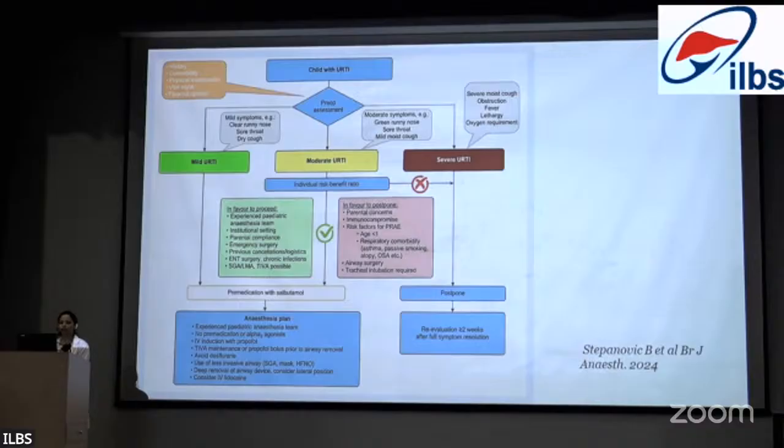If the surgery is emergent, we have to see the individualized risk-benefit ratio. We will pre-medicate the patient with bronchodilators, and we have to formulate an anesthesia plan like FEV1 and other things. But if the patient comes with severe URTI, it's always favorable to postpone and re-evaluate the patient after 2 weeks or once the full symptoms resolve, because they are immunocompromised and there is a very high risk of perioperative respiratory arrest.